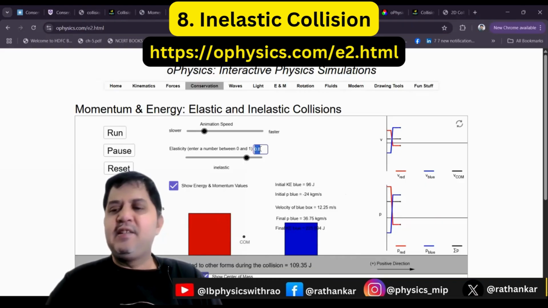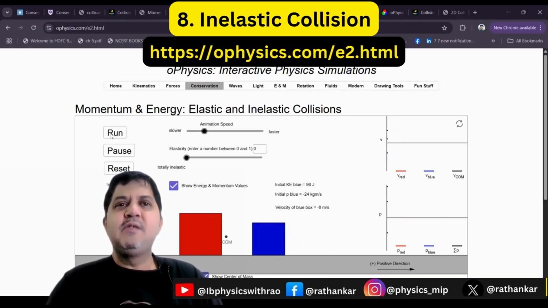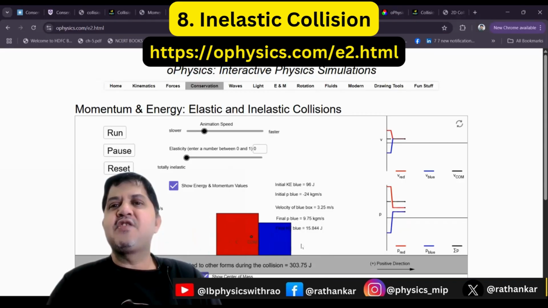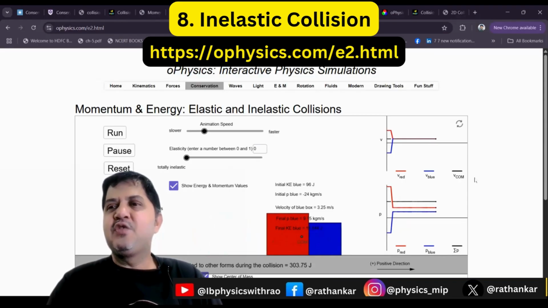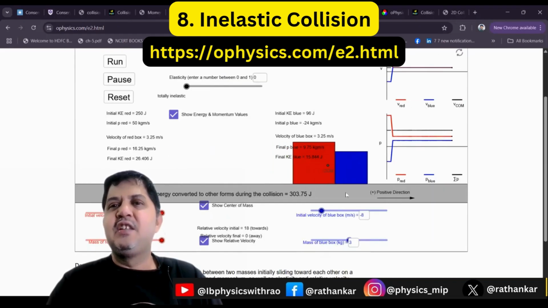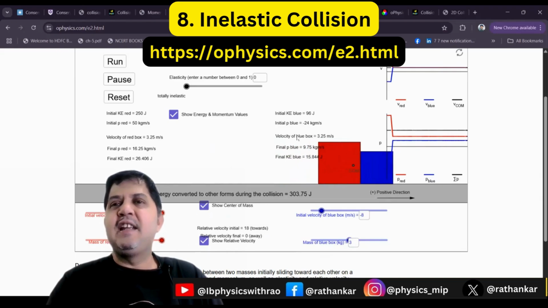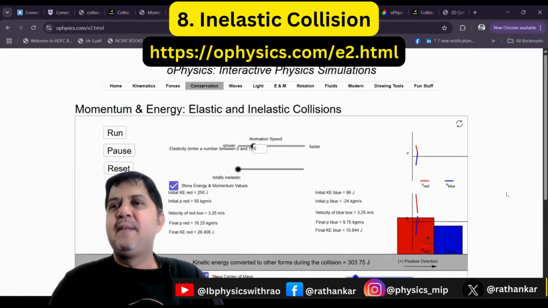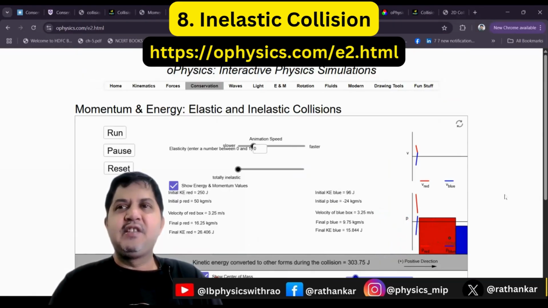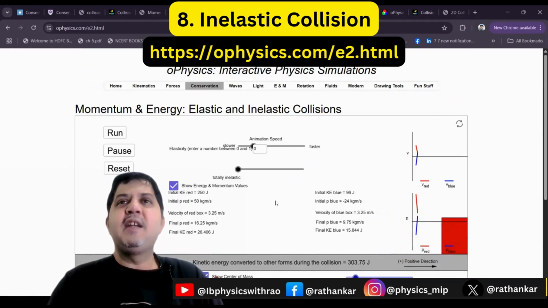If I make this completely 0, reset this and make it 0, then both the objects attach together and they start moving in the same direction. This is what we can do, and we can show them the energy diagrams also here. Don't let them get confused with the energy diagrams that they learn in atomic physics. It's totally different. Let me move on to the next.